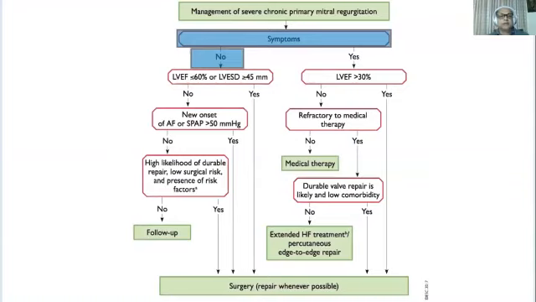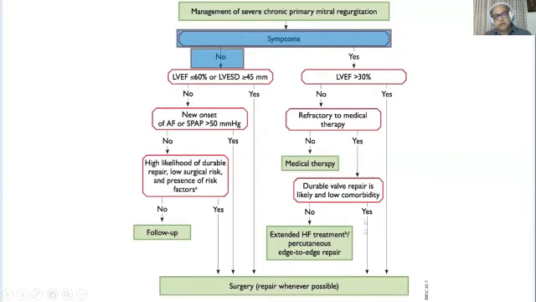In a nutshell, we can say the management of severe chronic mitral regurgitation divides in two ways. We previously mentioned that number one is when the patient is symptomatic with ejection fraction more than 30%, direct surgery or repair is the best option. When it is less than 30% and refractory to medical management, only medical treatment is called for. If repair is not possible, or with other morbidities, surgery is another option.